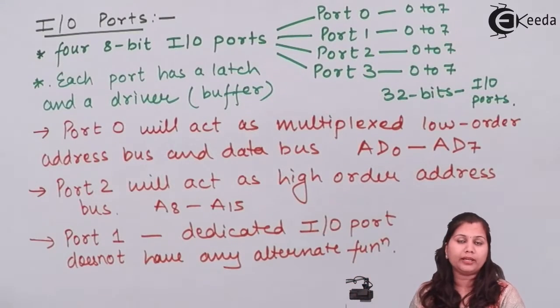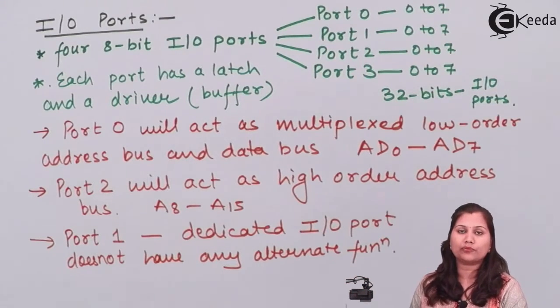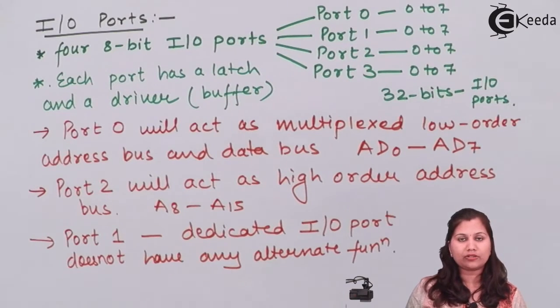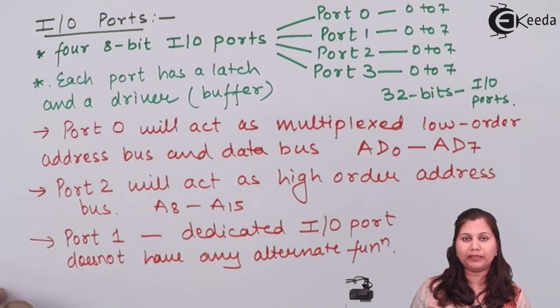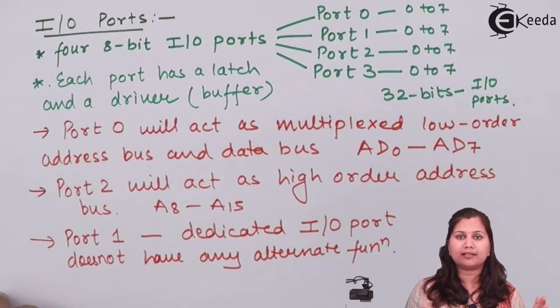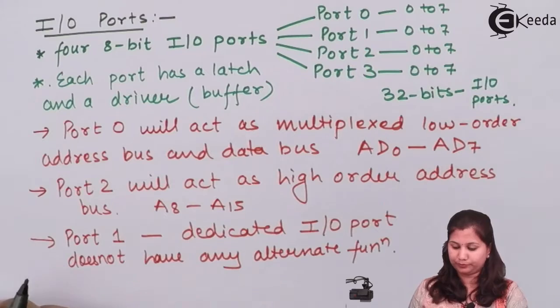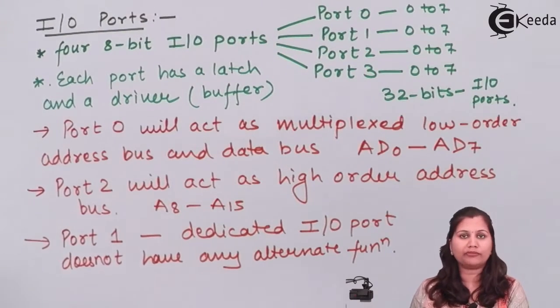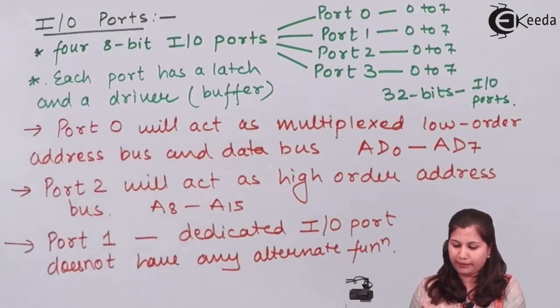Now port 3 pins can be used for serial communication also, like serial transmit and receive, for the interrupt pins also, for timer and counter pins also, and for the read and write signals. So port 3 also has dual functions. It can act as input output pins also, and as external signal pins also. So these were the input output ports of the 8051 microcontroller.